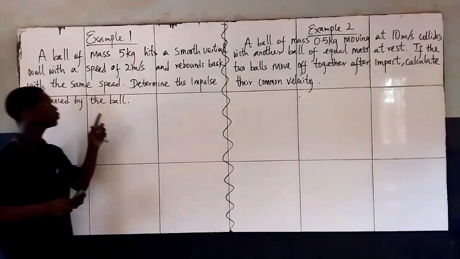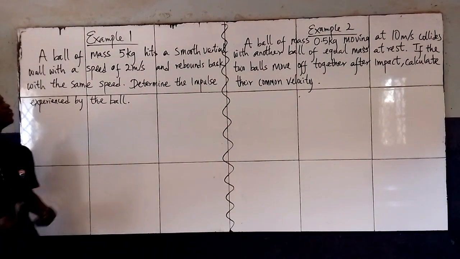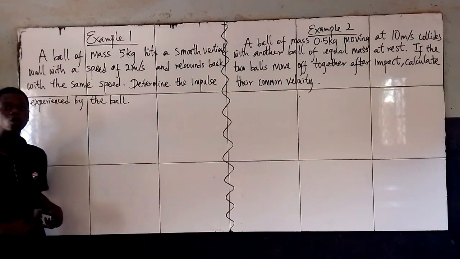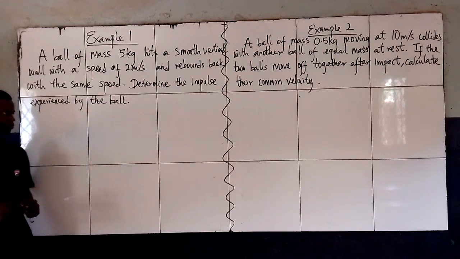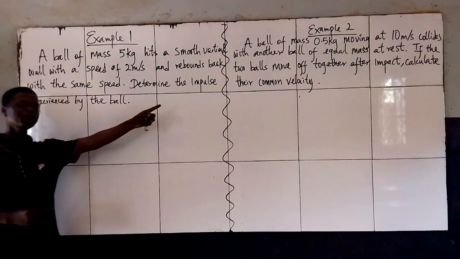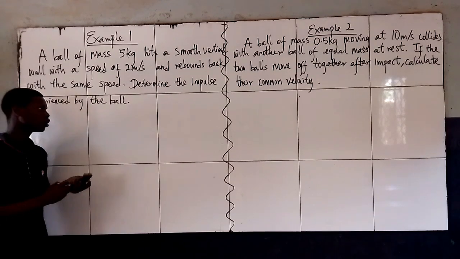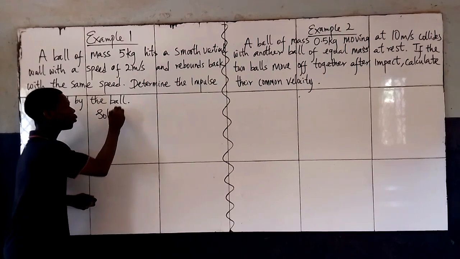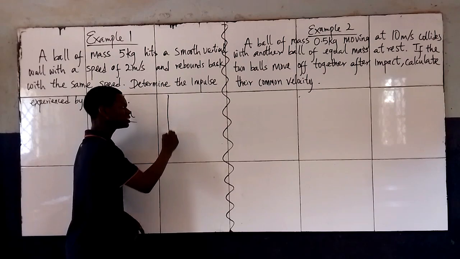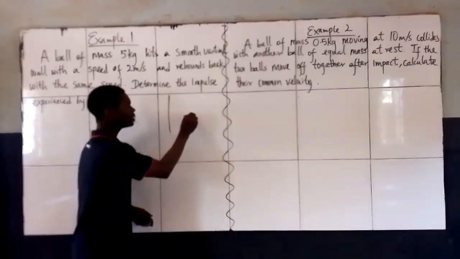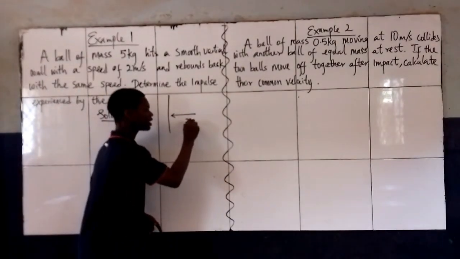The first question reads: a ball of mass 5 kg hits a smooth vertical wall with a speed of 2 meters per second and rebounds back with the same speed. Now the question is, determine the impulse experienced by the ball. For questions like this, we'll need a diagram to understand what was being illustrated. So assuming the ball was coming in this direction, with what velocity? He said 2 meters per second, is it not?